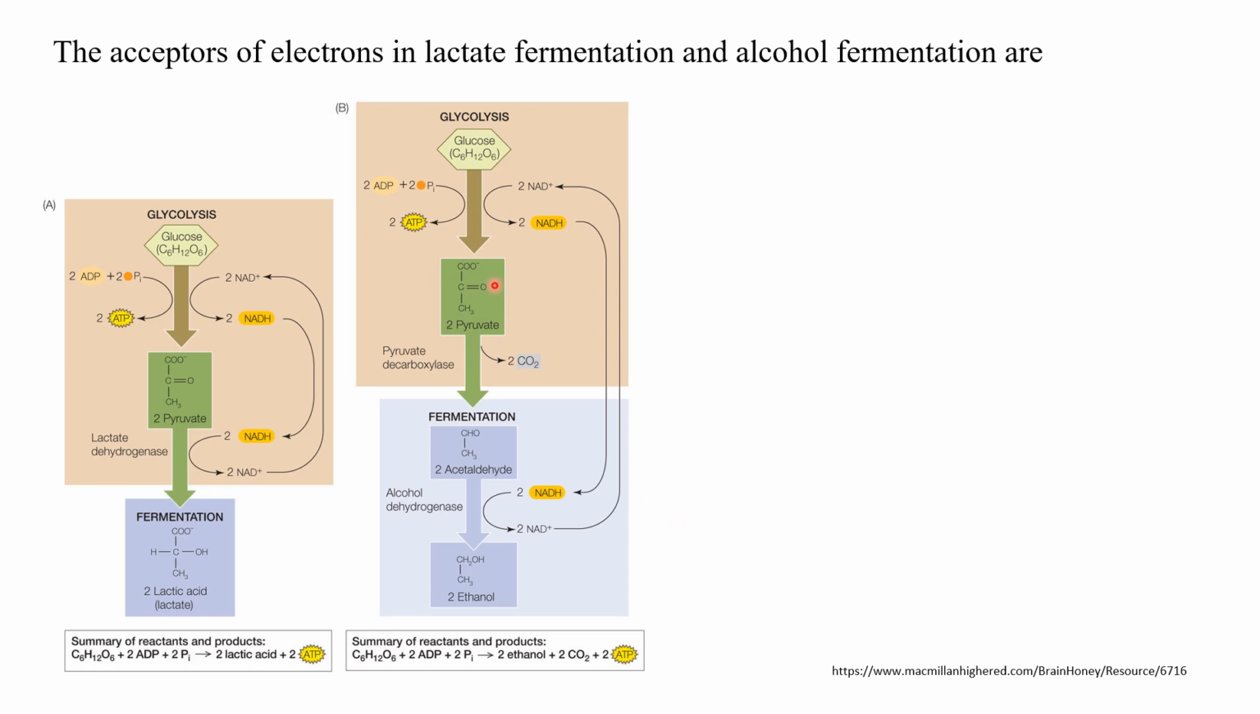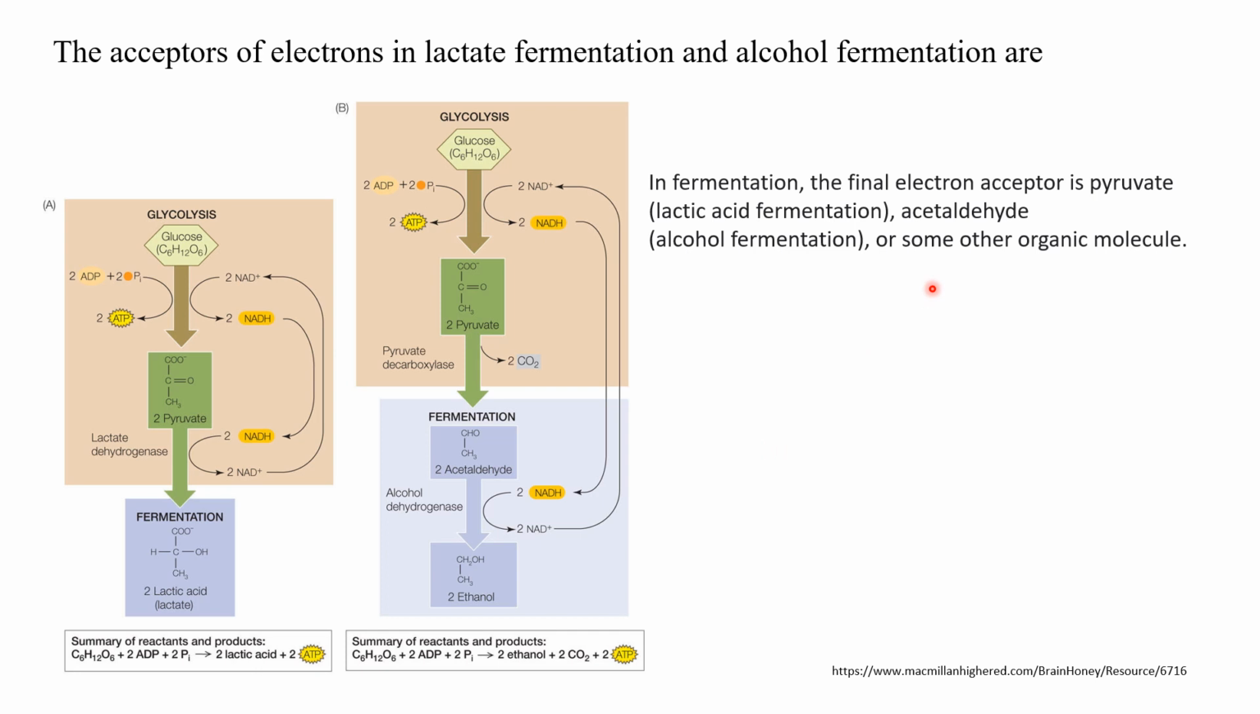In case of alcohol fermentation, pyruvate first forms acetaldehyde with the help of the enzyme pyruvate decarboxylase, which removes 2 carbon dioxide units. This acetaldehyde undergoes dehydrogenation with the help of alcohol dehydrogenase to form ethanol. This process also requires 2 NADH to give 2 NAD+.